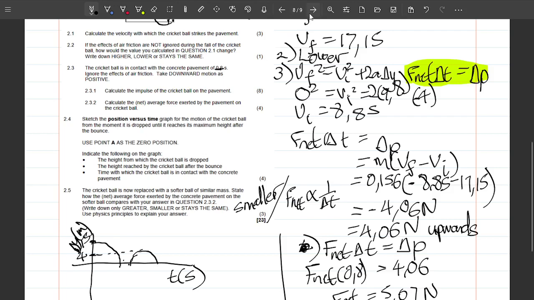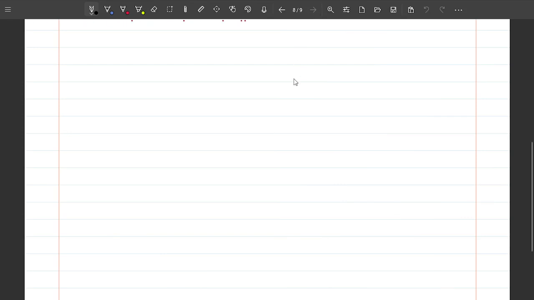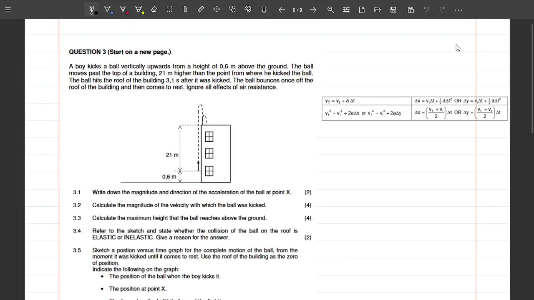So we cool. Then for the next question, we've got this interesting one. On the right there, I've got my formulas, my equations of motion once again. A boy kicks a ball vertically upwards from a height of 0.6 meters above the ground. So the ball is positioned there and then it's kicked up, and it covers 21 meters.